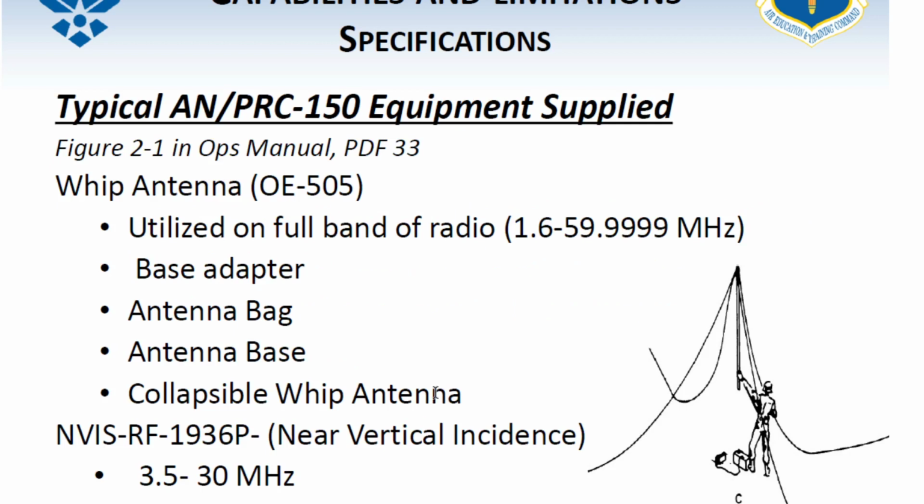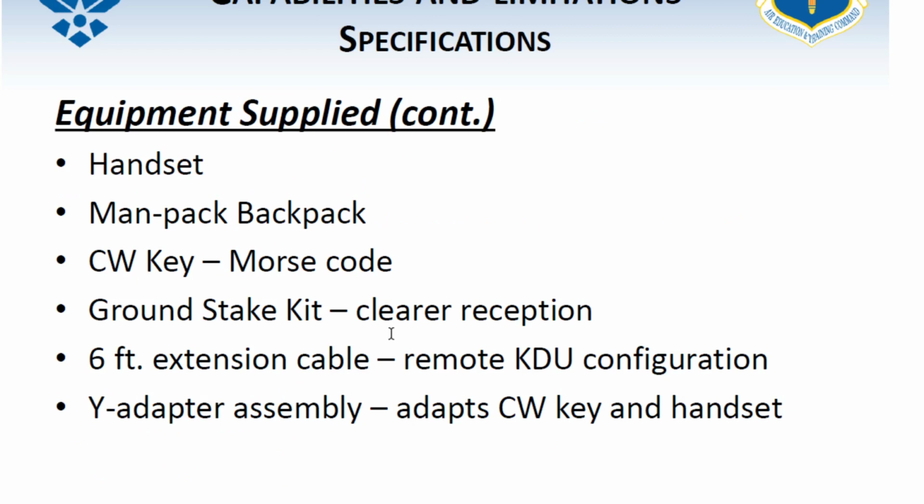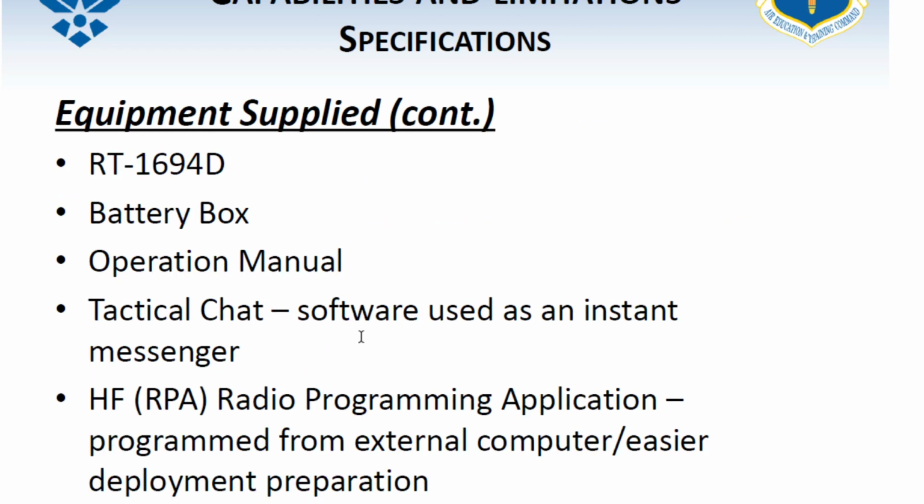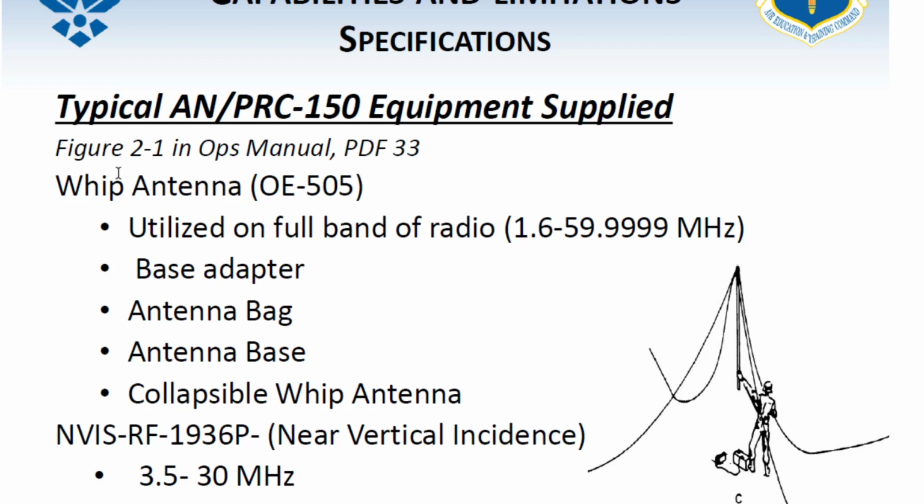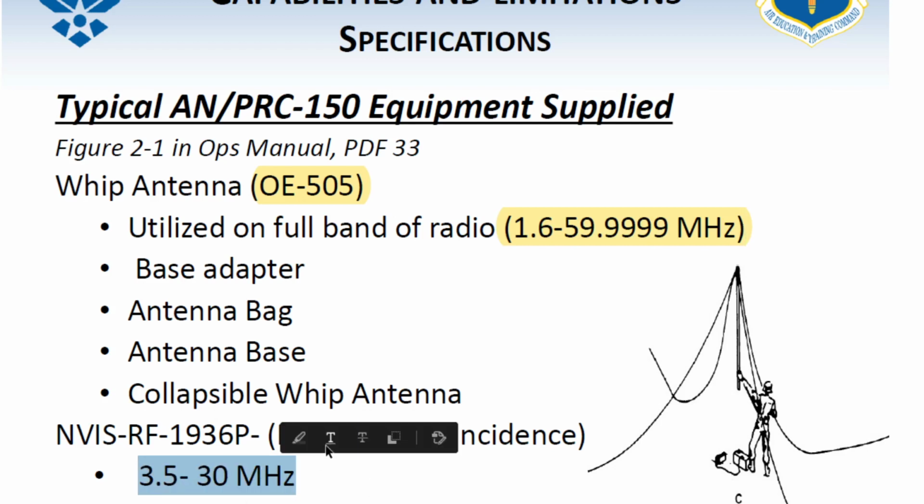So this is all of the stuff that comes with the radio. When you purchase this from Harris, this is what you should, emphasizing the should, be receiving. You can find this in Figure 2-1 in the operations manual. It's going to come with a whip antenna, the OE505. This antenna is that full band. Remember how we talked about wanting a wideband antenna that could talk in the HF and the VHF, so you can hit the full range of this radio. That's what this antenna will do.